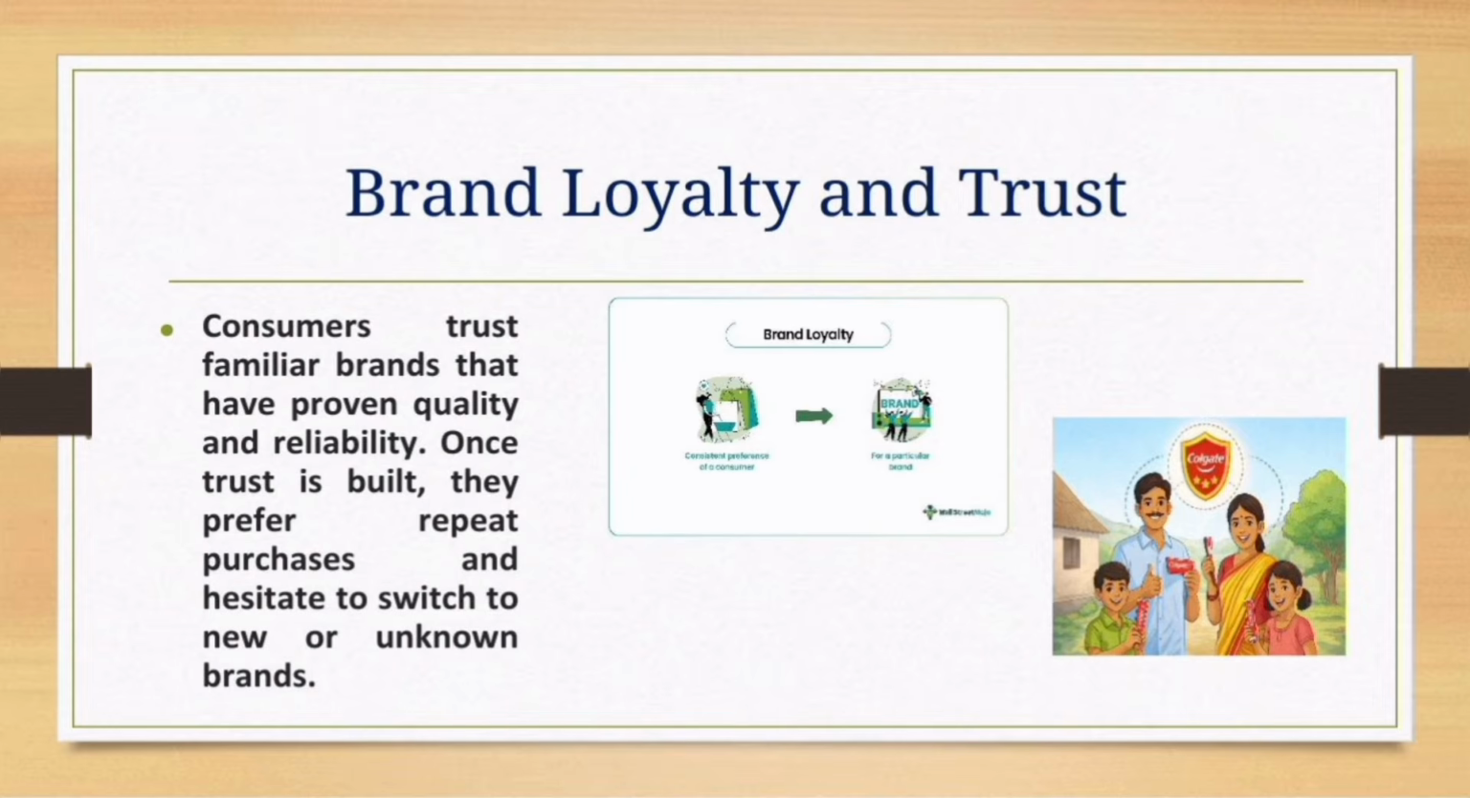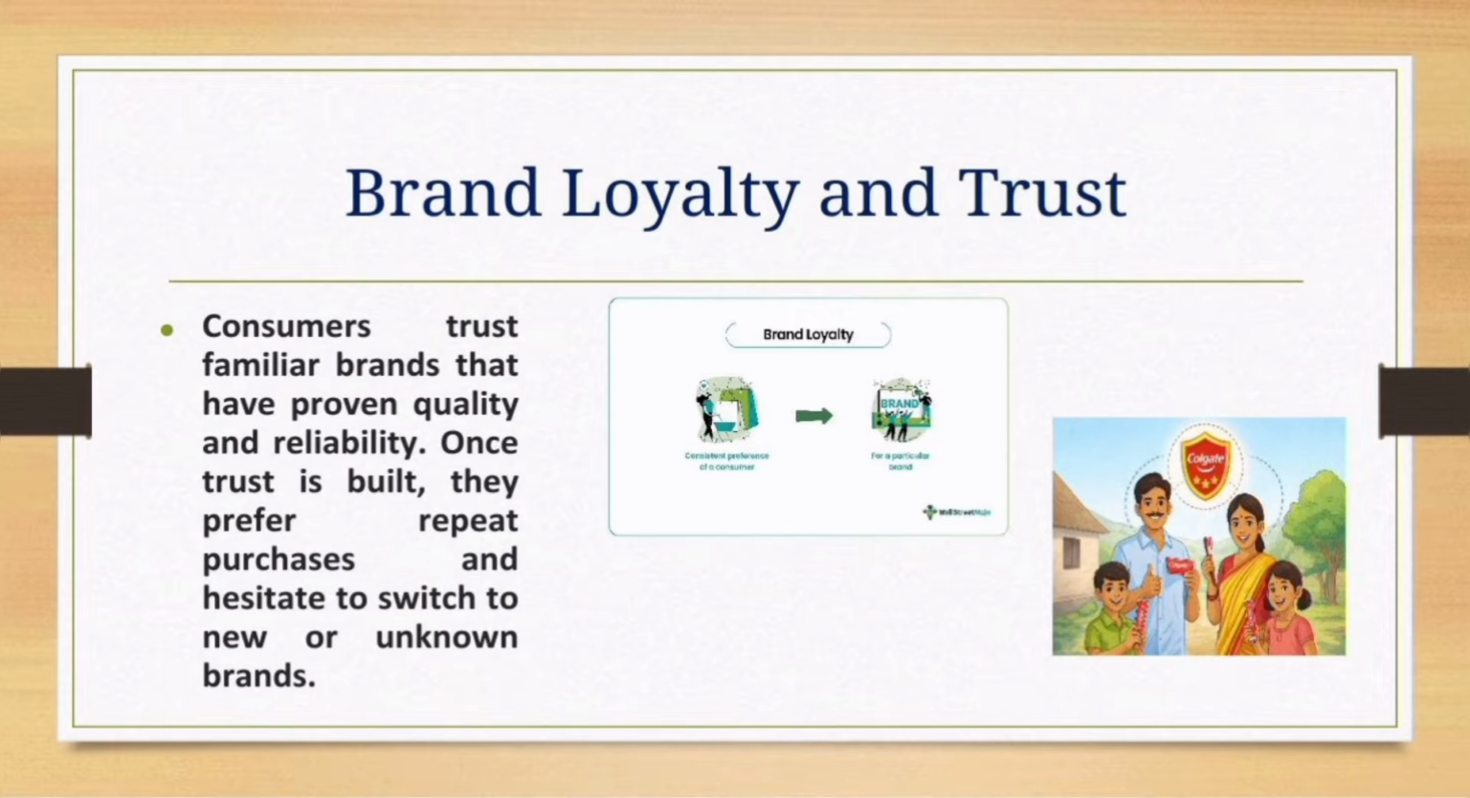The last aspect is brand loyalty and trust. Brand loyalty and trust is an important aspect of rural consumer behavior. Rural consumers prefer brands that they trust and have used for a long time. Example, Colgate. They are generally loyal to familiar brands and do not easily switch to new products. Trust is built through consistent quality, fair pricing, and positive experiences. Recommendations from friends, family members, and local retailers also strengthen brand trust. Once a brand gains the confidence of rural consumers, they continue purchasing it for a longer period.